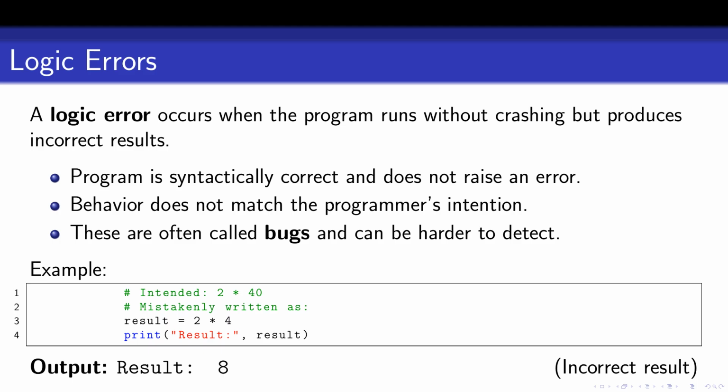For example, say you meant to multiply 2 by 40, but you accidentally wrote 2 times 4. The program won't complain. It will just give you an answer, in this case, 8, which is technically correct from the computer's perspective, but totally wrong from yours. These errors are often called bugs and can be the most frustrating to track down. They usually come from typos, incorrect formulas, or assumptions you made in your code. Debugging logic errors requires careful testing and comparing your actual results to what you expected. The best strategy: think like a detective, retrace the logic step by step.